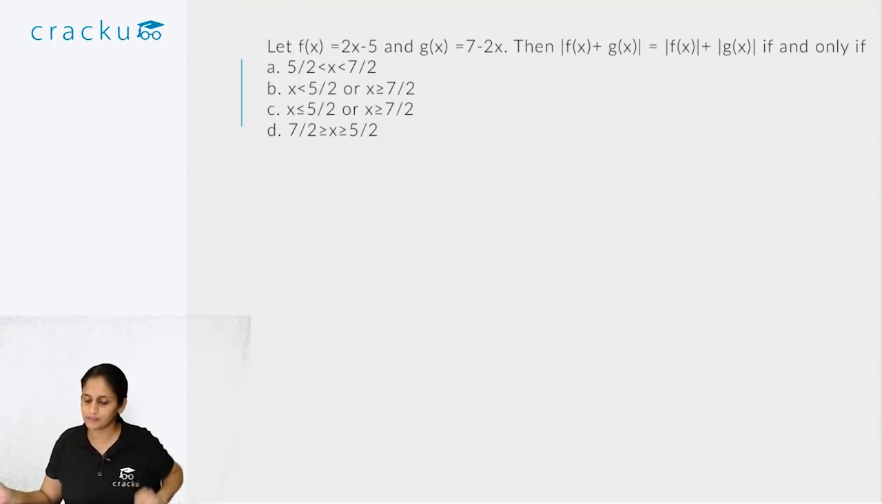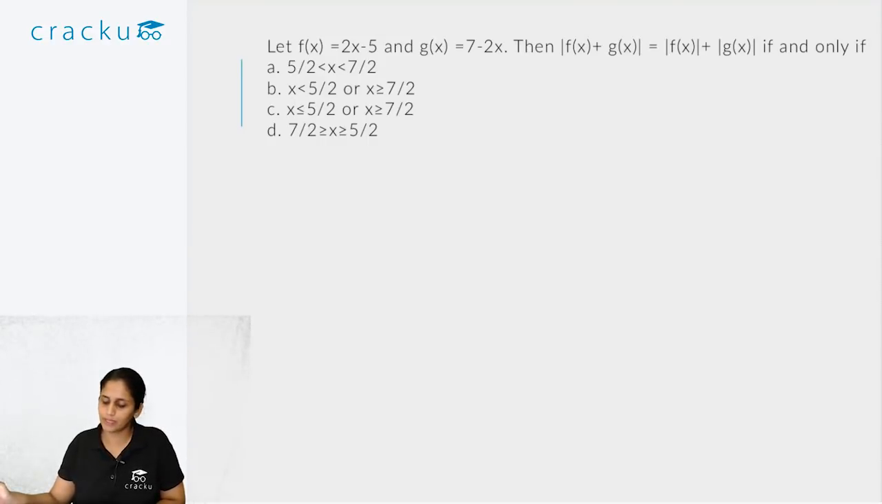Let f of x be equal to 2x minus 5 and g of x be 7 minus 2x. Then the modulus of f of x plus g of x is equal to modulus of f of x plus modulus of g of x if and only if, and 4 options are given. So, this is a question on functions. Generally, you can expect 2 questions from functions in CAT and they tend to be on the tougher side. So, let's take a look at this question as such.